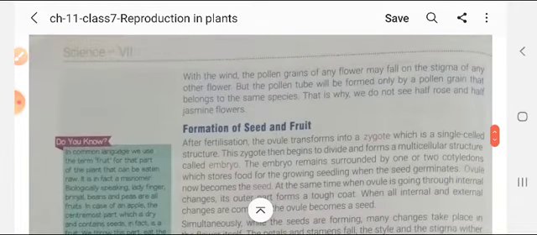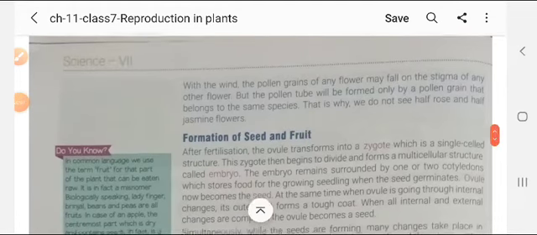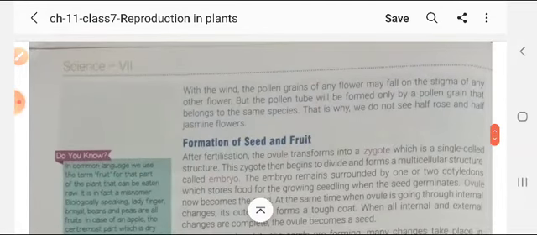With the wind, the pollen grain of any flower may fall on the stigma of any other flower. But the pollen tube is formed only by a pollen grain that belongs to the same species. That is why we do not see half roses and half jasmine.